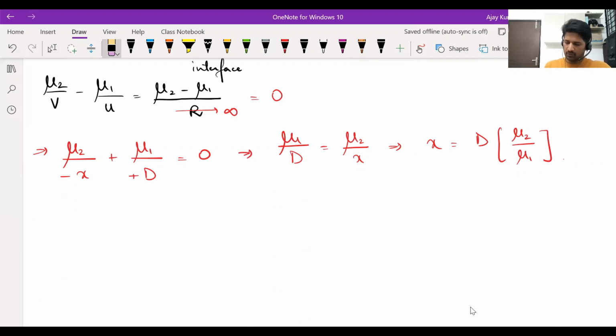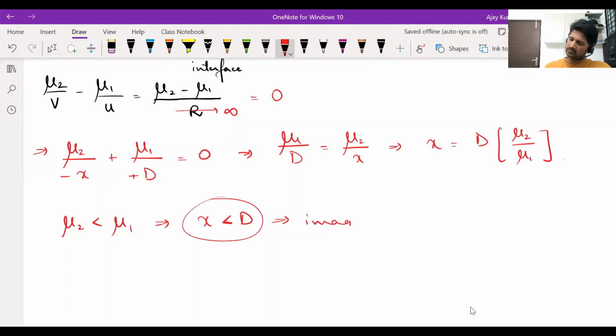Okay. So if mu2, air, is less than mu1, then x will be less than capital D, because mu2 by mu1 will become less than 1, so x becomes less than capital D. What does this mean? It means the image is closer to the interface than the object.